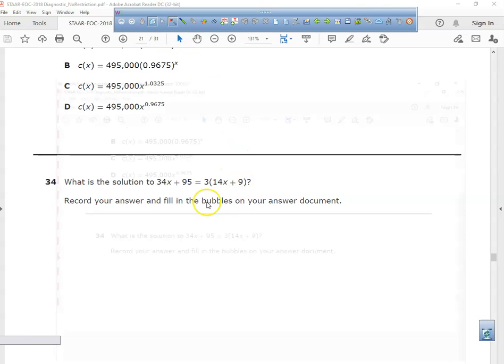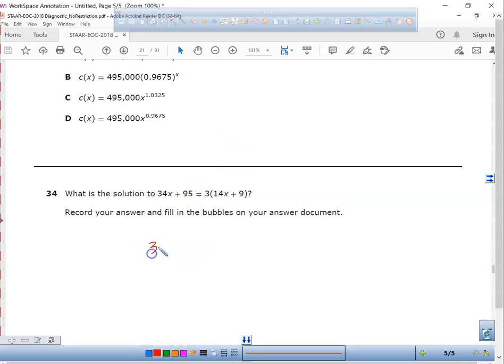All right. Now this one actually is much faster to do by hand than it is to do in Desmos. I know, because if you know how to do it by hand, trust me, it's faster. But we're going to do it both ways. There we go. So go and write that down just like that. First thing we're going to do is distribute the 3 right there. 3 times 14 is 42. 3 times 9 is 27. It's much faster, just so you know.